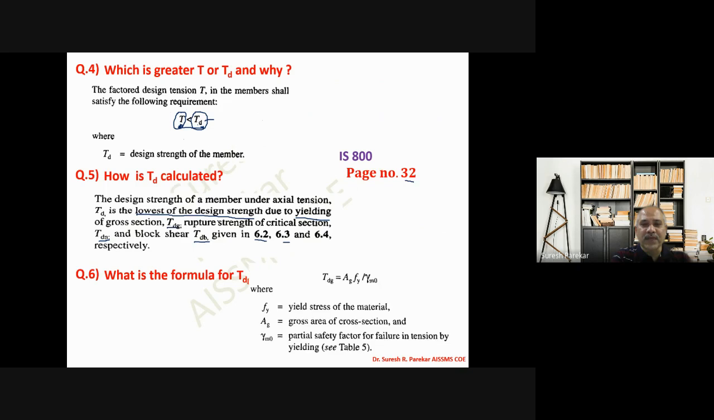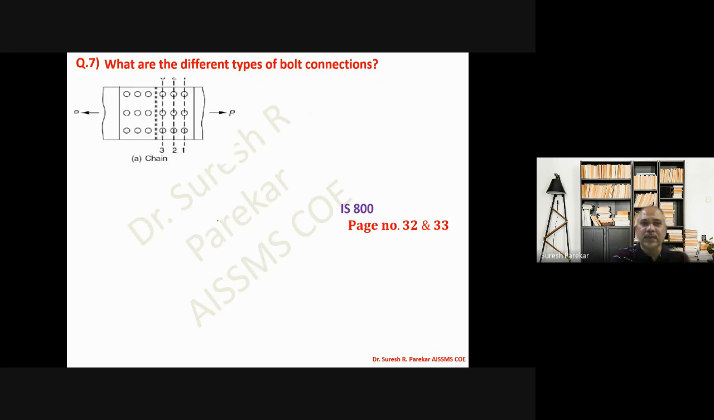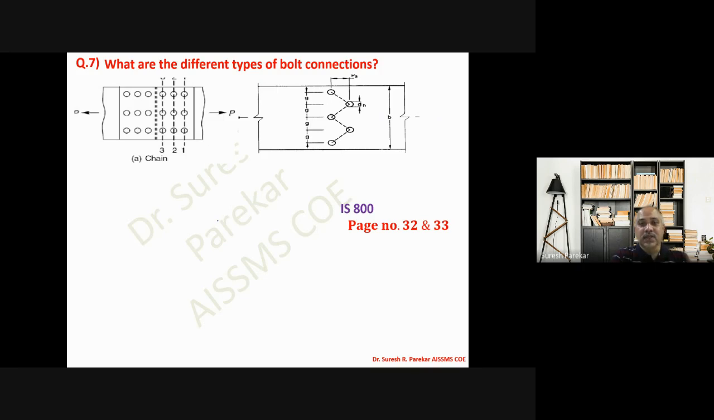What is the formula for TDG? We have this formula, you know it: TDG = AG FY upon gamma M0. And for this gamma M0 we have to go to Table number 4. Then what are the different types of bolt connections? We have two types. One is chain bolting, and another is staggered bolting.